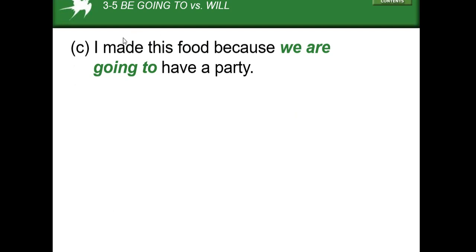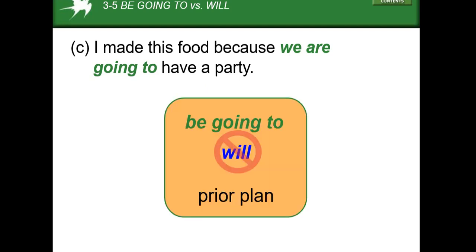So it is about a plan. You see, I made this food because we are going to have a party. So in this case, we have to use be going to and not will, because we use be going to to talk about future plans. When we are talking about future plans, we have to use be going to, not will.